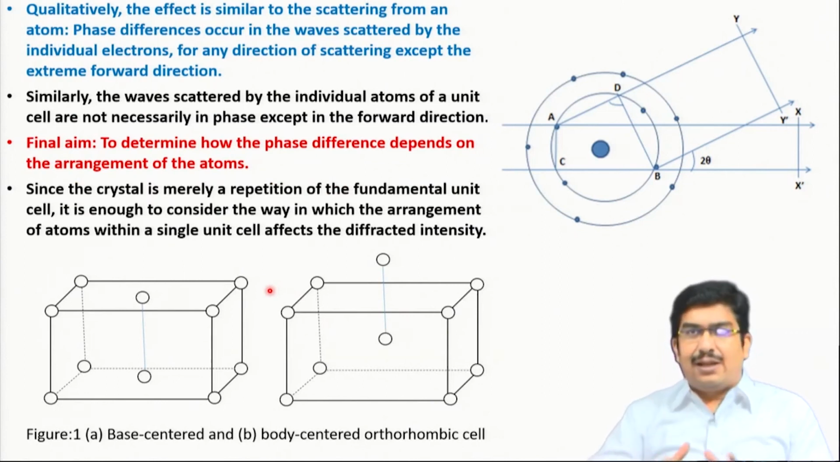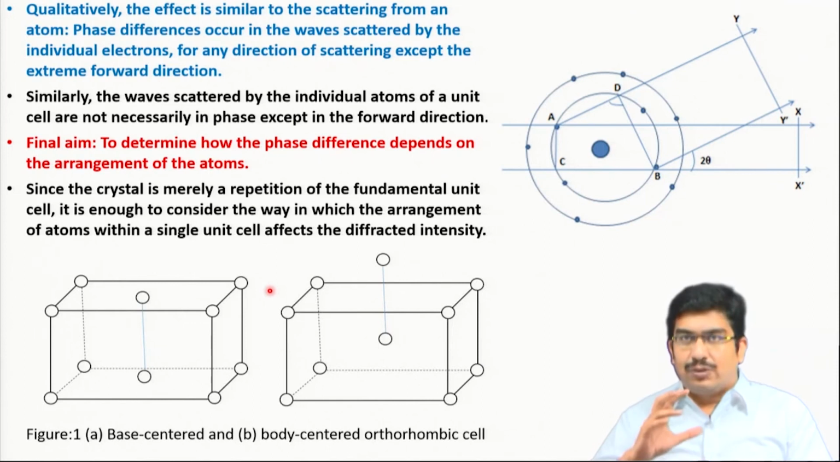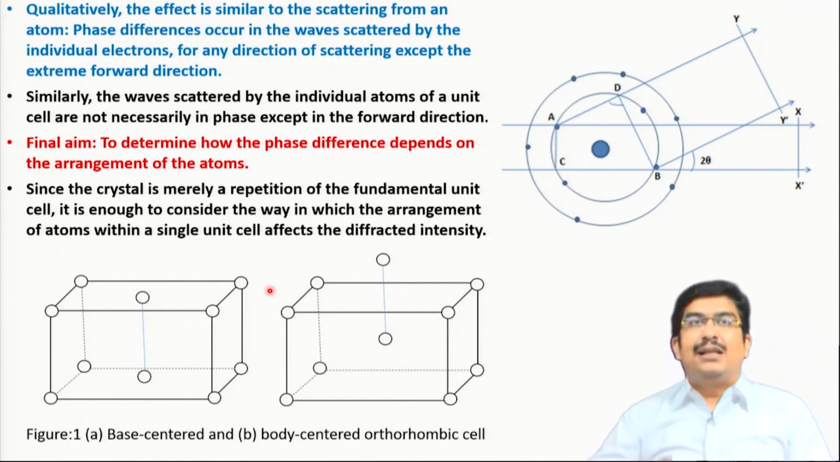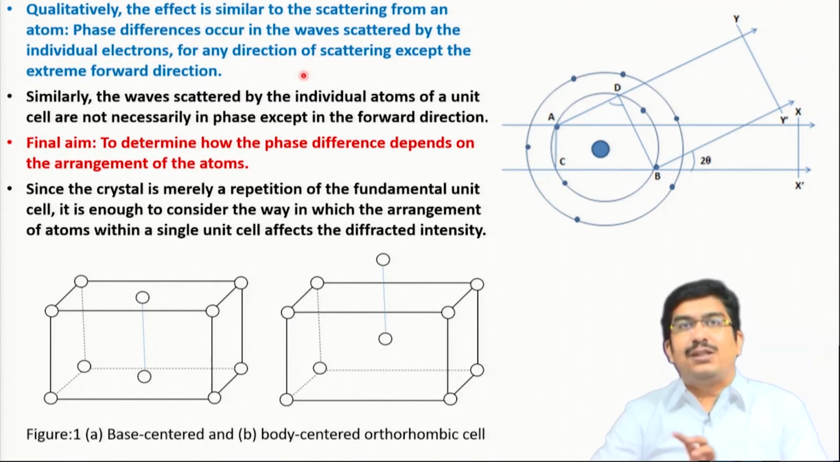As I already said, to calculate the final diffracted beam coming out of a unit cell, what we have to consider is the phase difference between the different atoms, which are located at different positions. And this problem is very similar to the way we found the final diffracted intensity from an individual atom.